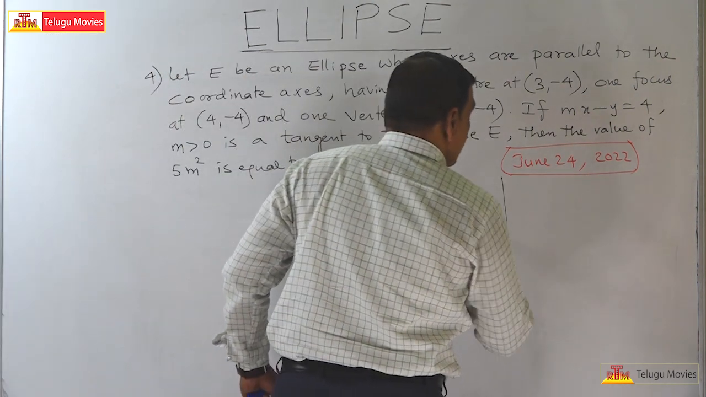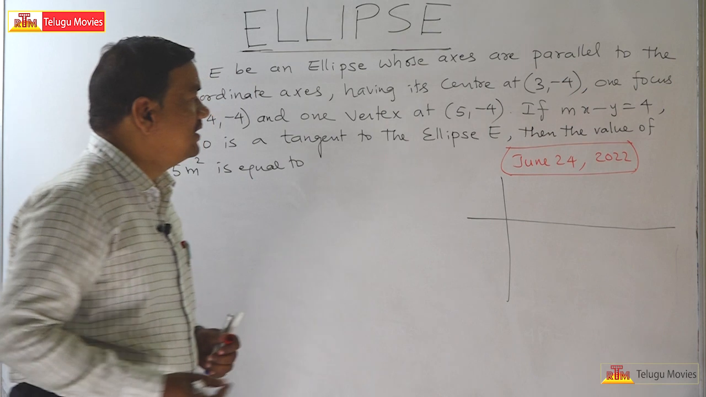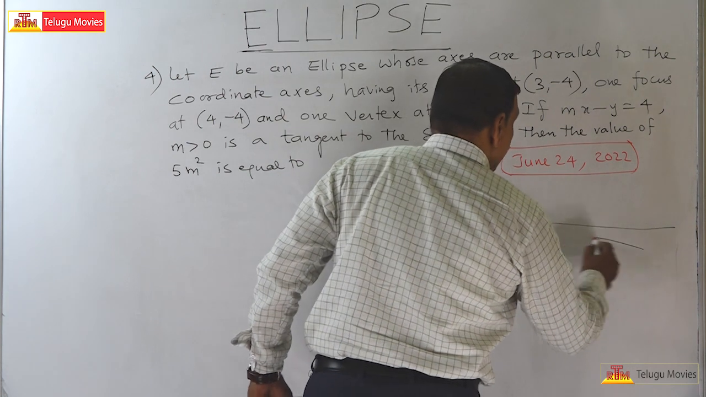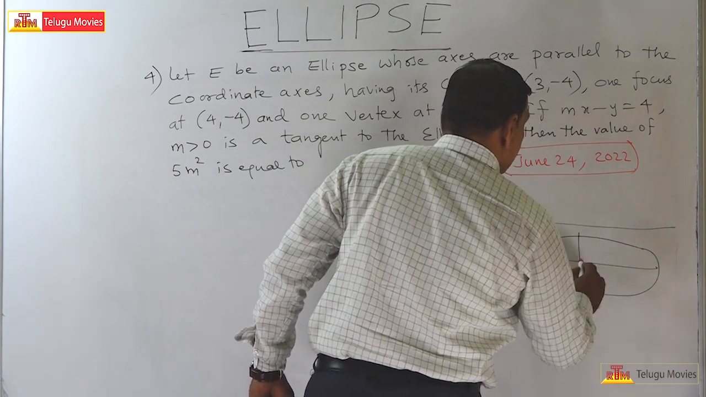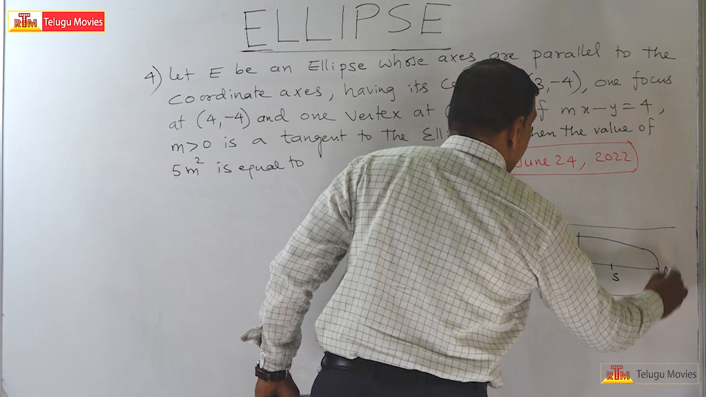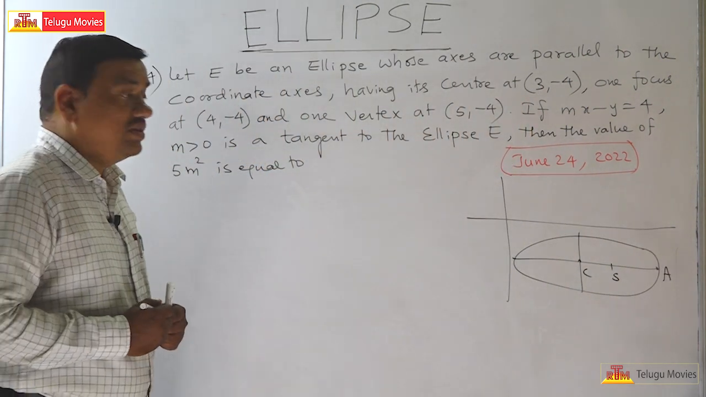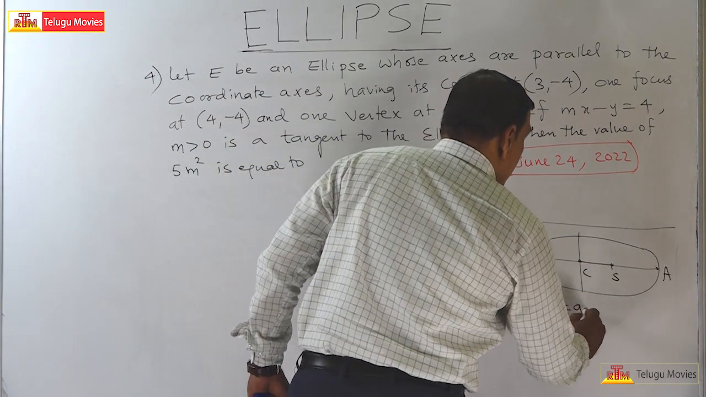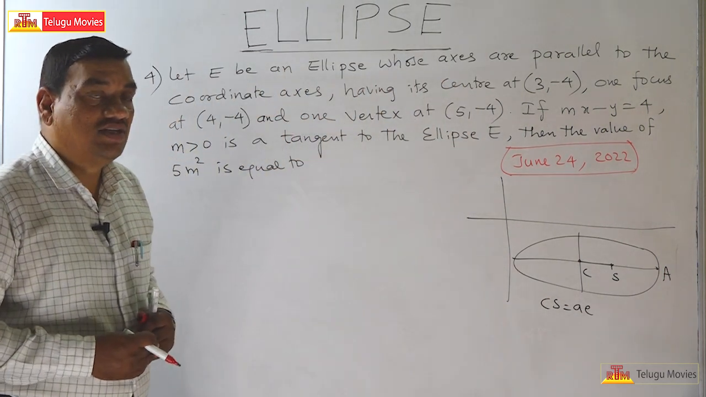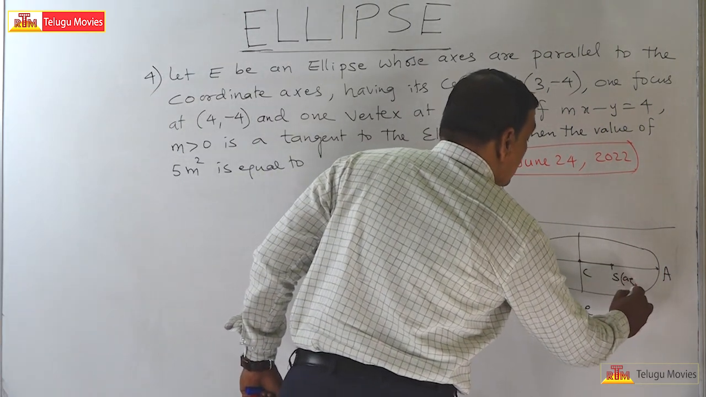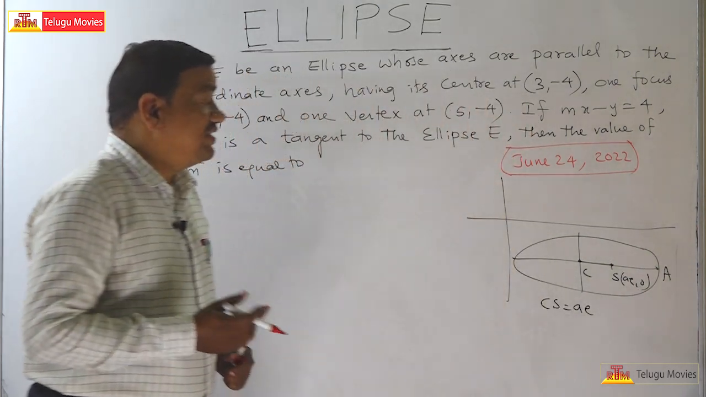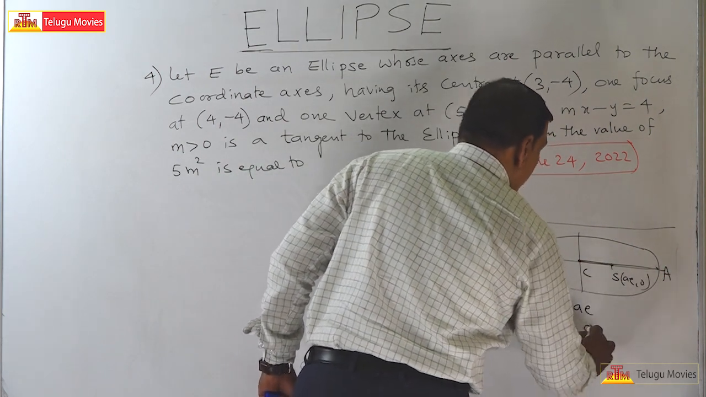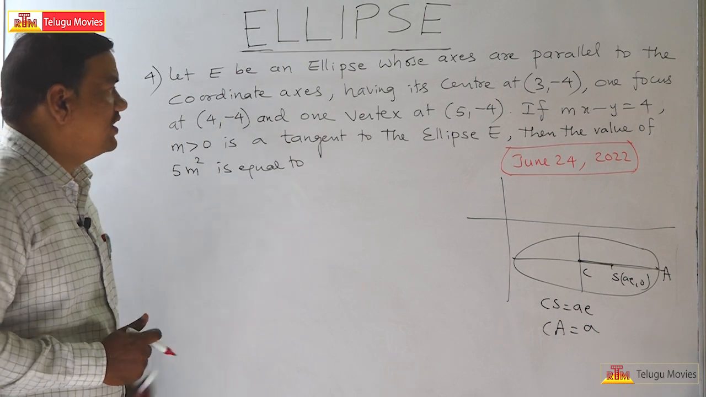So let us draw the diagram. Y coordinate is minus 4, x is positive, so this ellipse will be in this position. So this is the center, this is a focus and this is a vertex. Before solving this problem, you should know the distance between C and S. This is AE, the distance between C and S. S is equal to AE comma 0. So the distance between C and S is AE and the distance between the center and the vertex is equal to A. That is the thing you should know. If you know that, we will solve this problem.